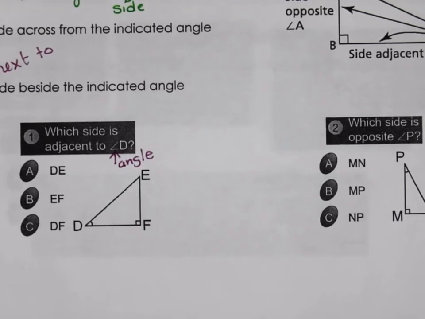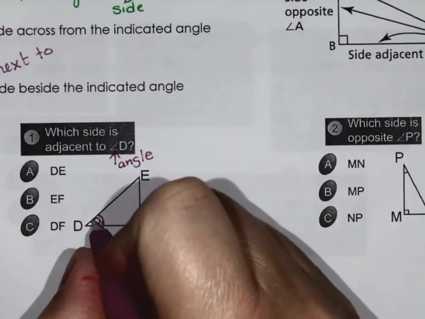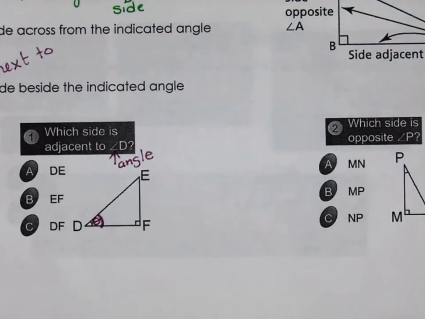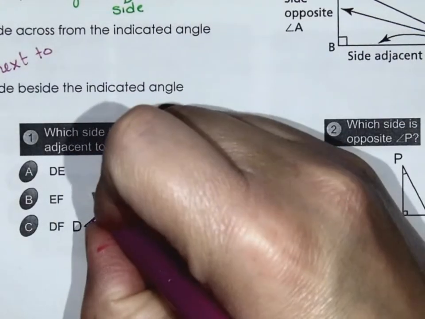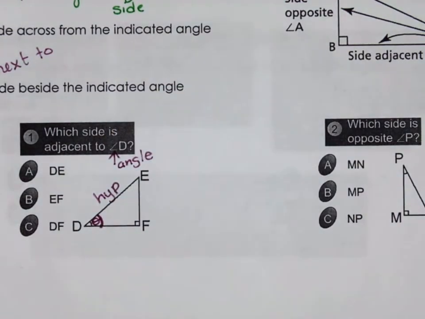Okay. So I'm going to ask everybody to answer this question on their own. So circle in pencil what you think is the correct answer. Which side is adjacent to angle D? So there's angle D right there. What side is adjacent? It may help you to label your hypotenuse first. Where's your hypotenuse? It's right across from the 90-degree. So that one would be my hypotenuse.